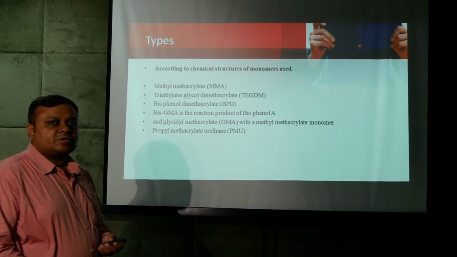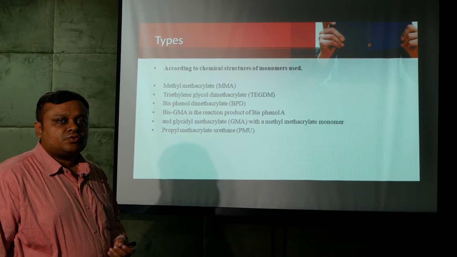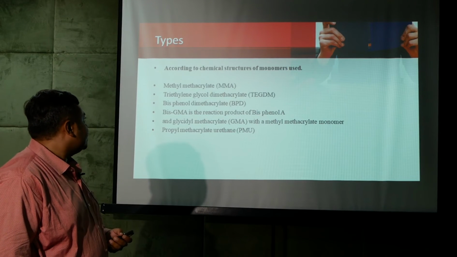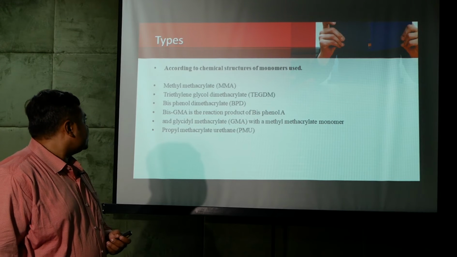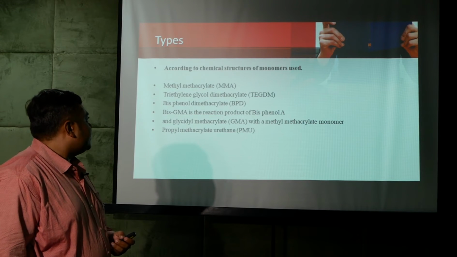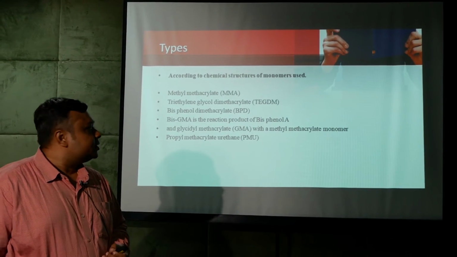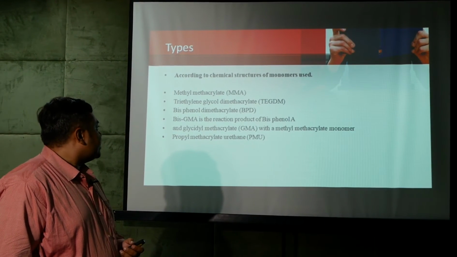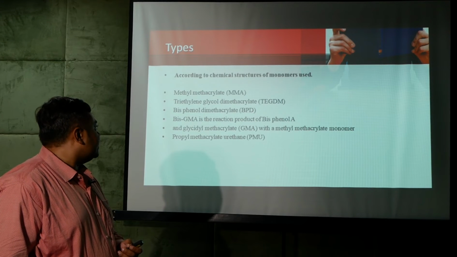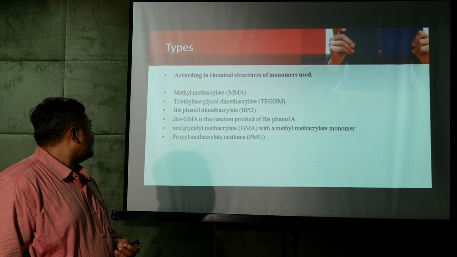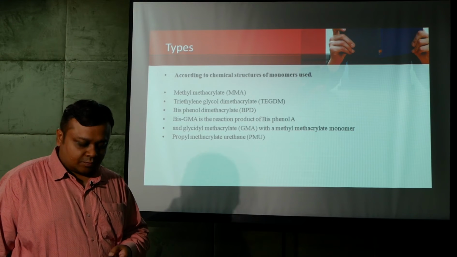According to the chemical structure of the material which is used for sealants, they are divided broadly into methyl methacrylate based, TEG-DMA, that is triethylene glycol dimethacrylate based, bisphenol dimethacrylate based, Bis-GMA, which is a reaction product of bisphenol A and glycidyl dimethacrylate with a methyl methacrylate monomer, and propyl methacrylate urethane based polymers.